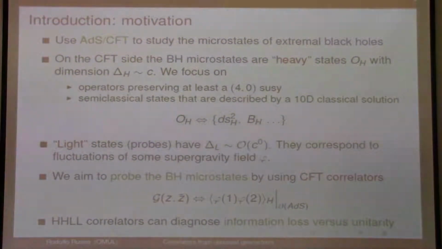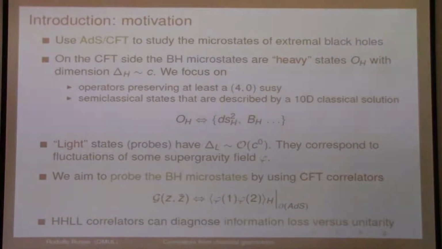These are not generic four-point correlators, but four-point correlators of an asymmetric type, where two operators are called heavy and two operators are called light. Let me briefly characterize what the difference between these two types of operators is.